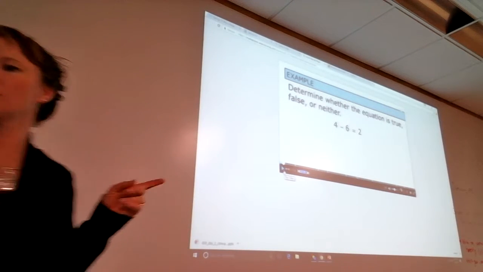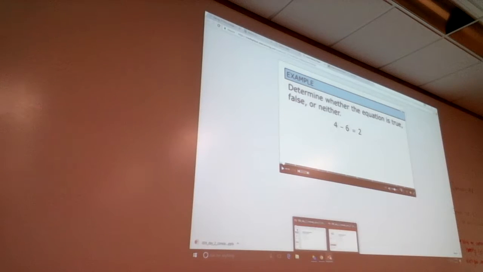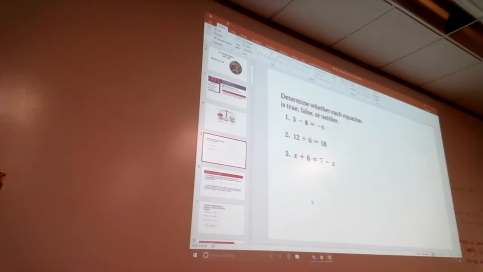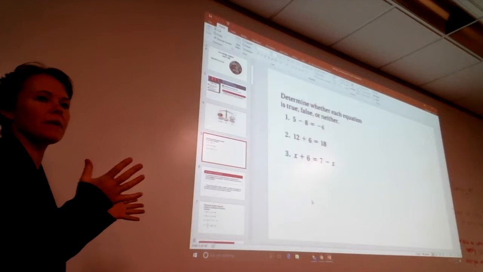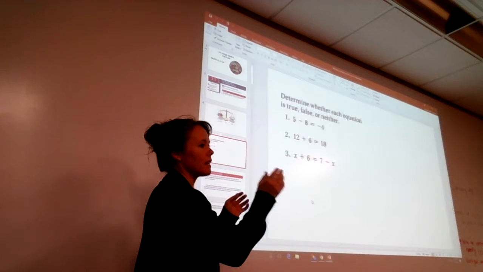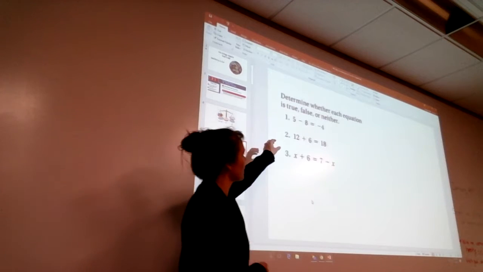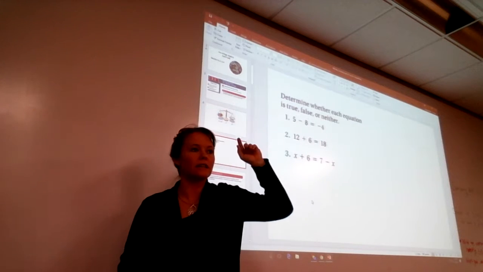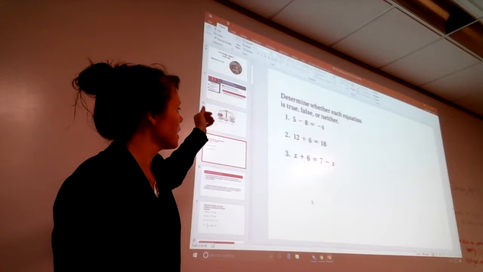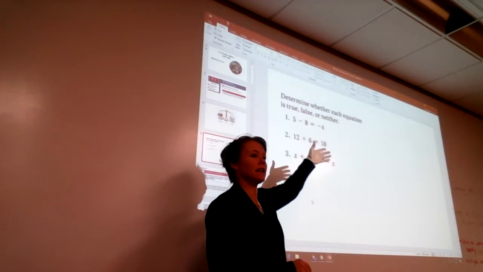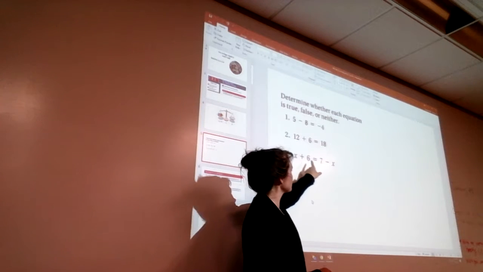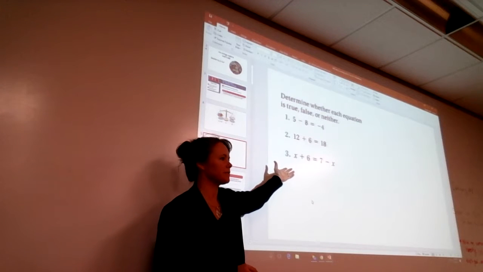But the big deal here is that a solution is a true statement. It's an x value that we put in that makes an equation true. So we can find, okay, 5 minus 8 is not negative 4, is it? It's negative 3. That's false. 12 plus 6 really is 18. That's true. What about x plus 6 equaling 7 minus x?